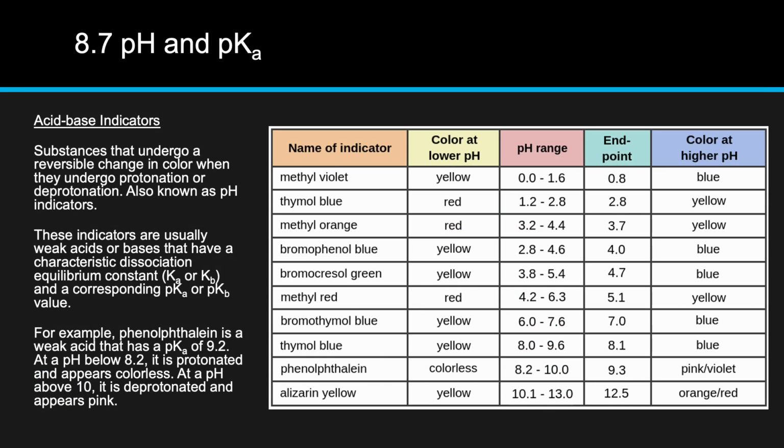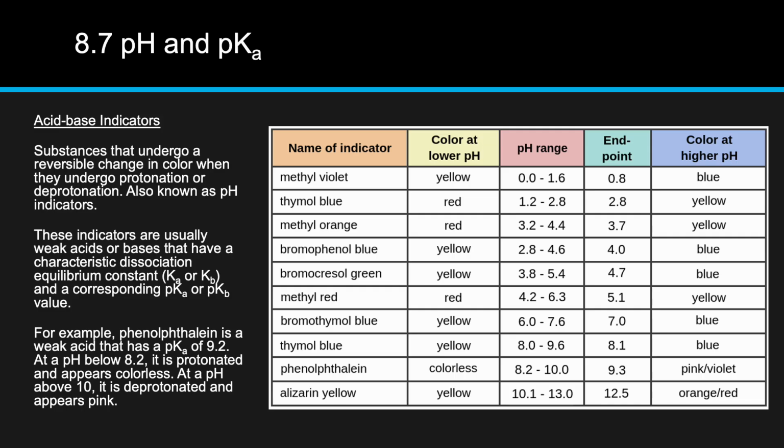So acid-base indicators are weak acids or bases that change color depending on their protonation state. So when the indicator is in its protonated form, it's going to show one color, and then when it changes to its deprotonated form, it's going to show a different color. And this makes indicators really useful for identifying pH ranges and determining their equivalence points in titrations.